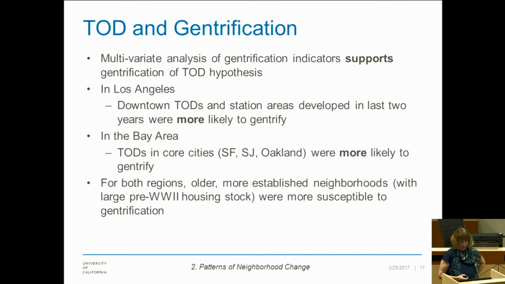In Los Angeles, downtown TODs and recent TODs were more likely to gentrify. And likewise, in the Bay Area, TODs in the core cities, San Francisco and San Jose and Oakland, were more likely to gentrify than those elsewhere in the region. In general, older areas, more established neighborhoods were more susceptible to gentrification. So one of the things that we found here is that context really matters. It's not just TOD, but you really have to look at where that transit neighborhood is located within the entire region to understand whether it's likely to gentrify or not.